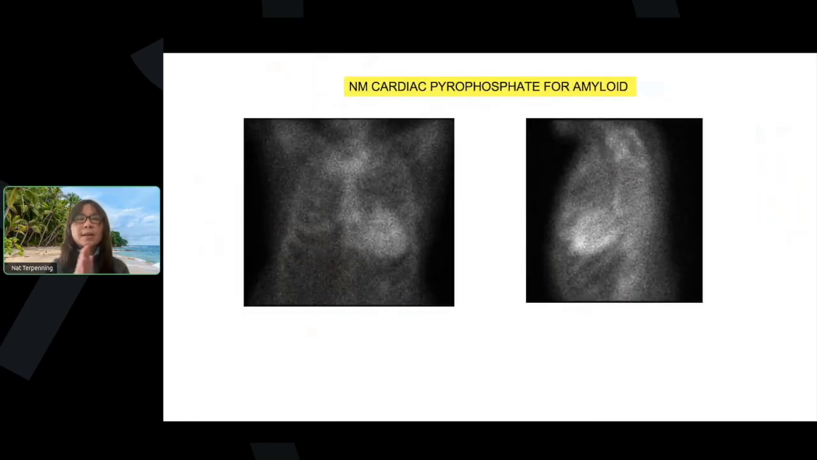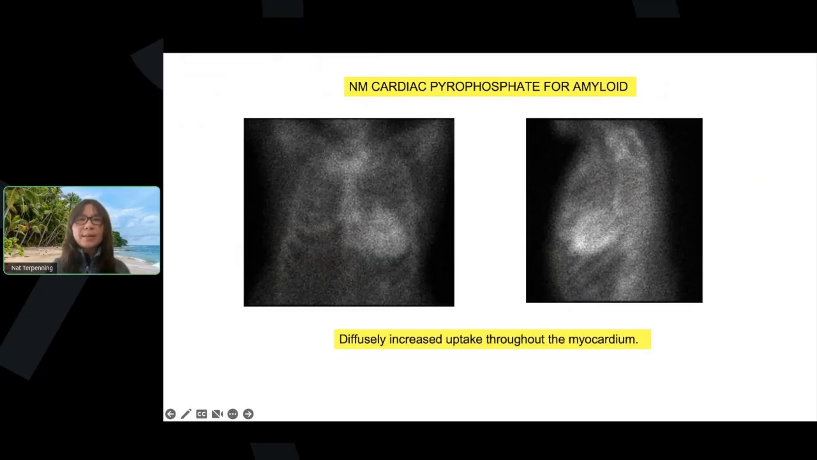After this cardiac MR, he went on to do a pyrophosphate scan for amyloid, and this is how it looked. The whole thing is uptake here. So there's diffusely increased uptake throughout the myocardium, and this is from the read from the nuclear people: ATTR cardiac amyloidosis. So amyloid has two types, light chain and ATTR. There is no tracer for the light chain, but there is a tracer for ATTR.